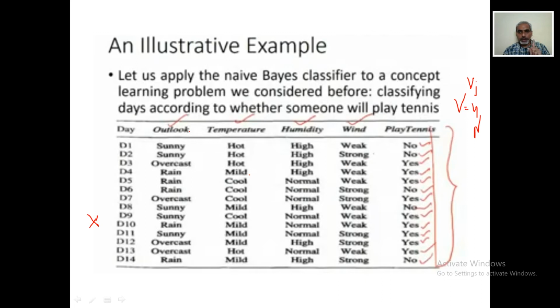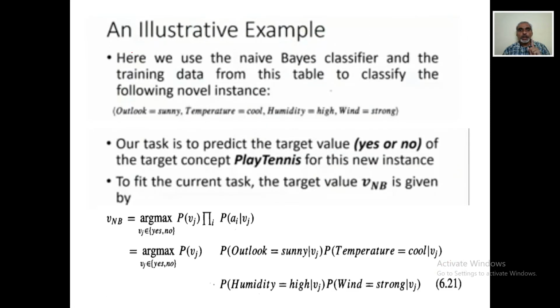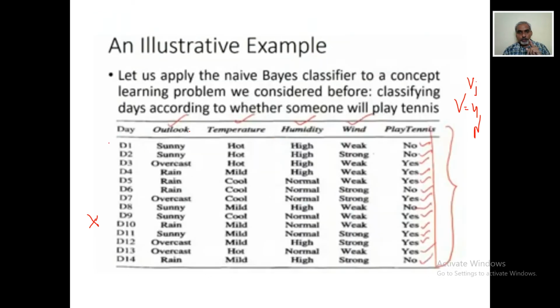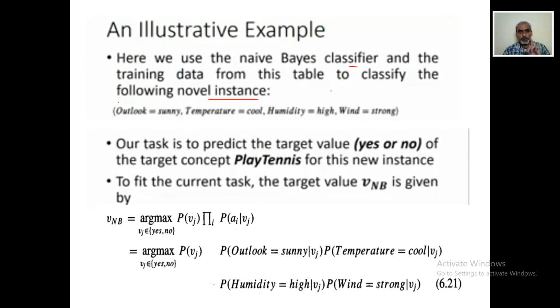Now this is the same data set we are going to use. Here we are going to use the naive Bayes classifier and the training data from the table to classify a novel instance. Now we are given a new instance. We have got 14 training examples, right? The model will learn on these 14 training examples. Now you are given a new example. Let us say this is our 15th example.